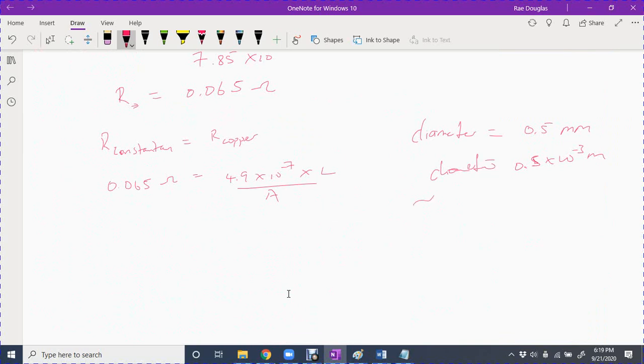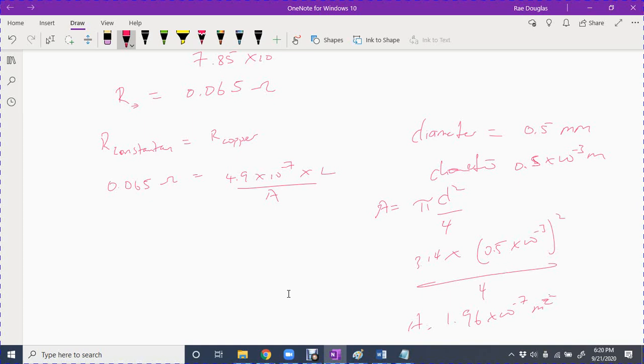And we can go ahead and find the area. Area is equal to pi d squared divided by 4, 3.14 times d, which is 0.5 times 10 to the minus 3 raised to the power of 2, divided by 4. When we do that, we should get a value of area equal to 1.96 times 10 to the minus 4 meter square. So we now know that.